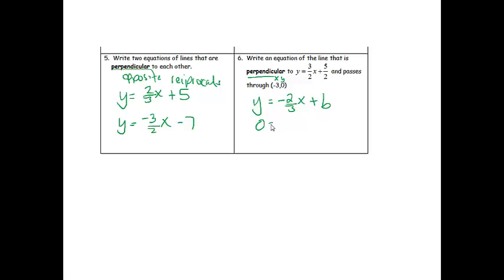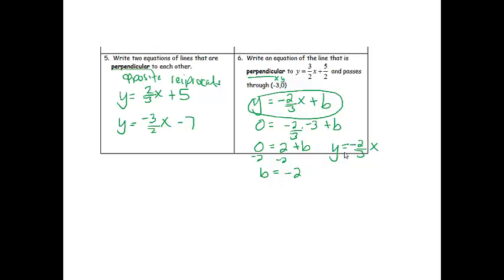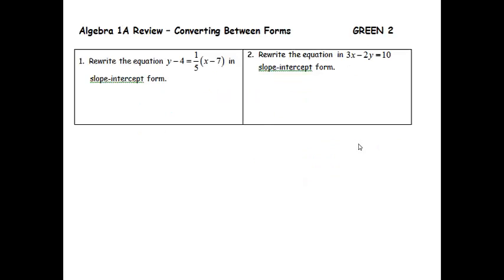My y is 0, my m is negative 2/3, my x is negative 3 plus b, so I'll get 0 equals negative 2/3 times negative 3, which is going to be positive 2, plus b. I will subtract 2 from both sides to get b by itself, so b is equal to negative 2. So my answer is going to be y equals, I'm coming right back up into here, I still have negative 2/3 x, and then my b is negative 2. So that would be the equation of my line.